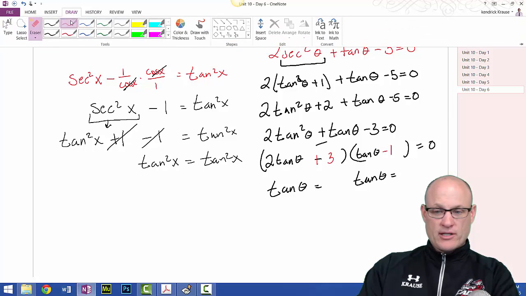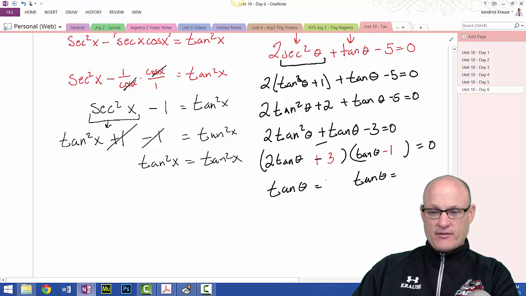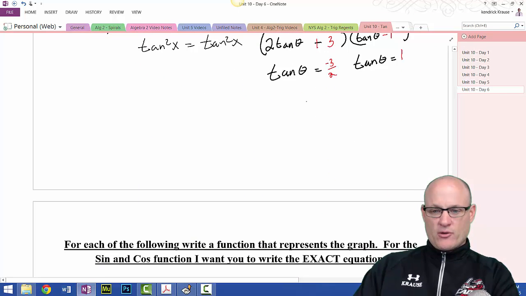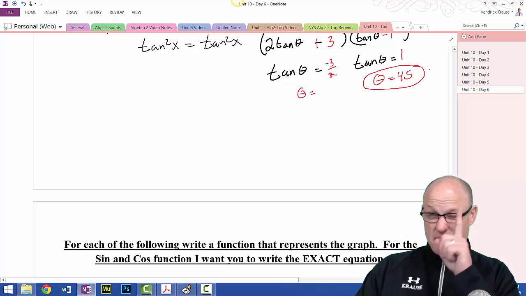All right, so let's get that done right. This is going to be -3/2 and 1. Is that what I got? -3/2 and 1. Ah, that makes more sense. So theta equals, and I know this one's theta equals 45 degrees. I am going to include that one. That will be one of my answers.